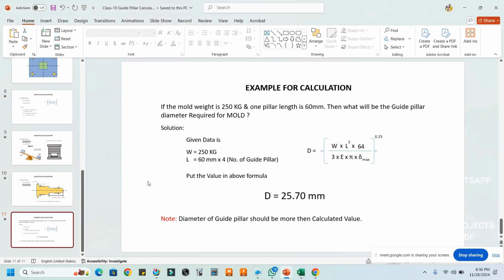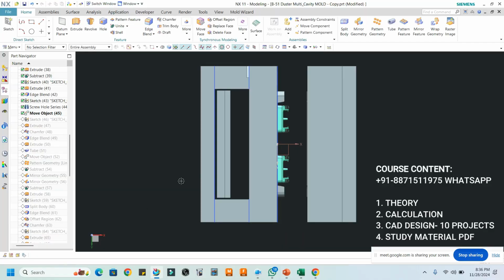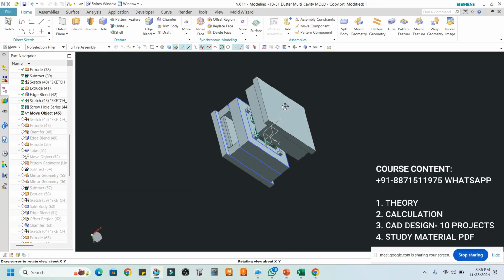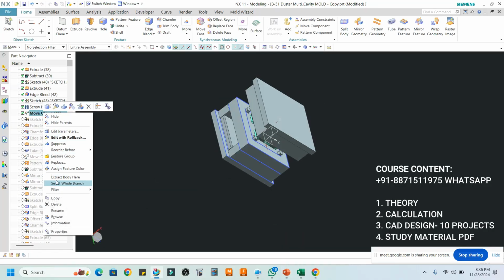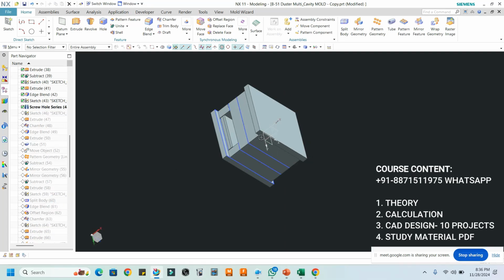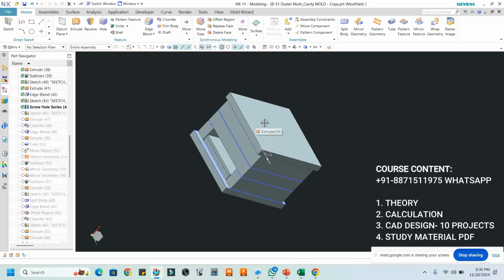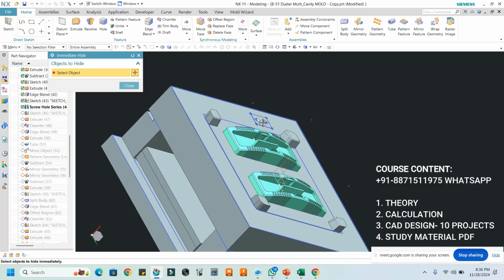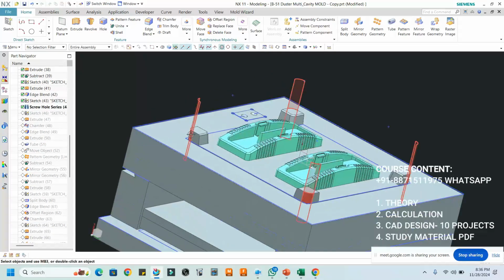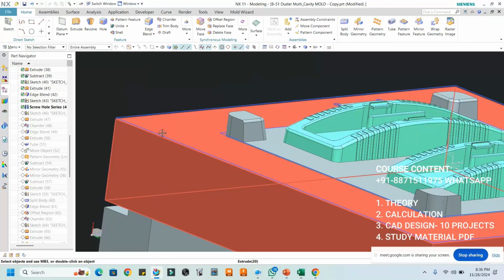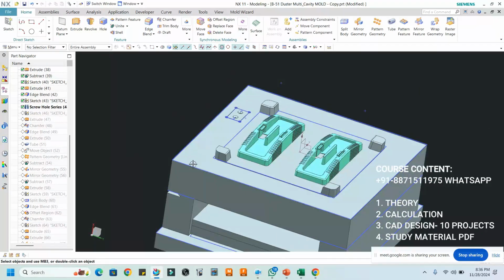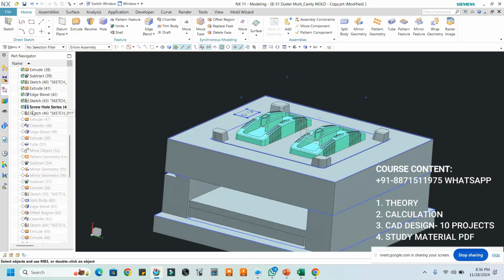Now here, see. I'm hiding just the top plate and cavity plate, and this will be the insert. And where will be the guide pillar position? Here will be the guide pillar position, right? On the core side.